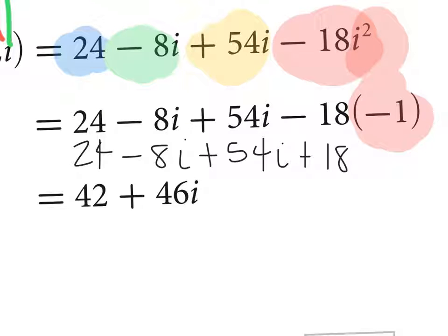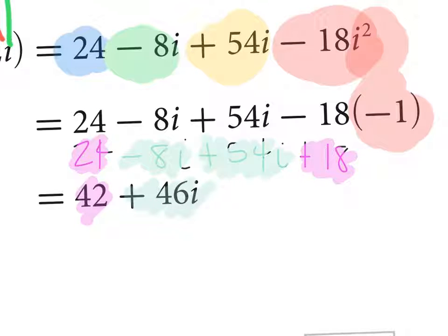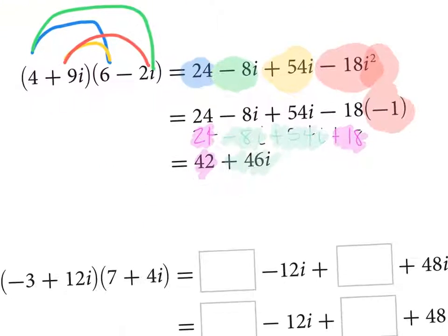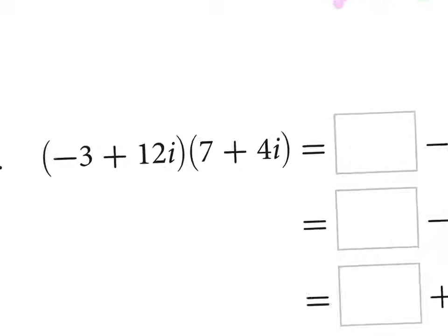And then I can look for my stuff that I can combine together, my like terms. Well, I had a 24 and a +18. That's where the 42 comes from. And then we also had a -8i and a positive 54i, and if you combine those, that is where that 46i comes from. So the multiplication is going to be the tricky part here. All right, let's look at the next one.